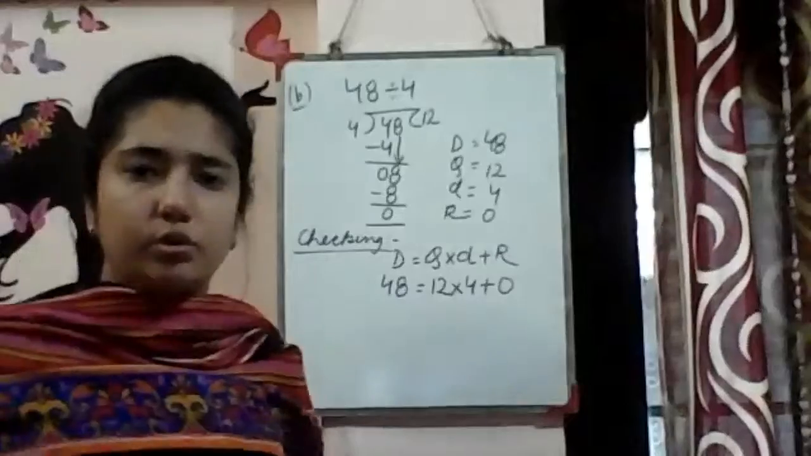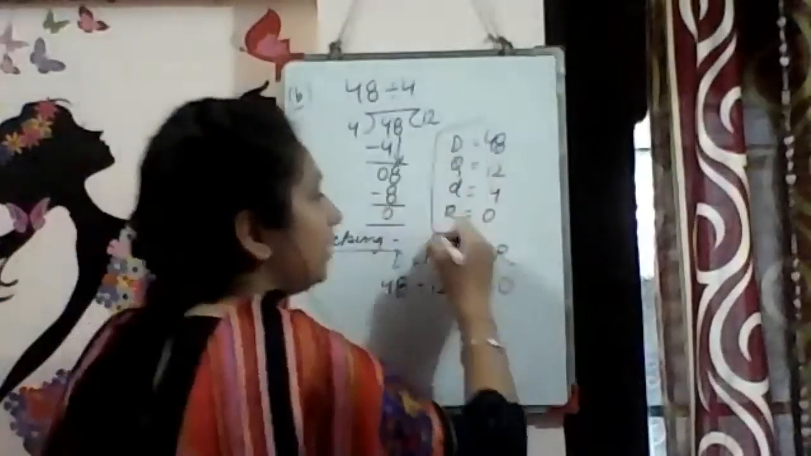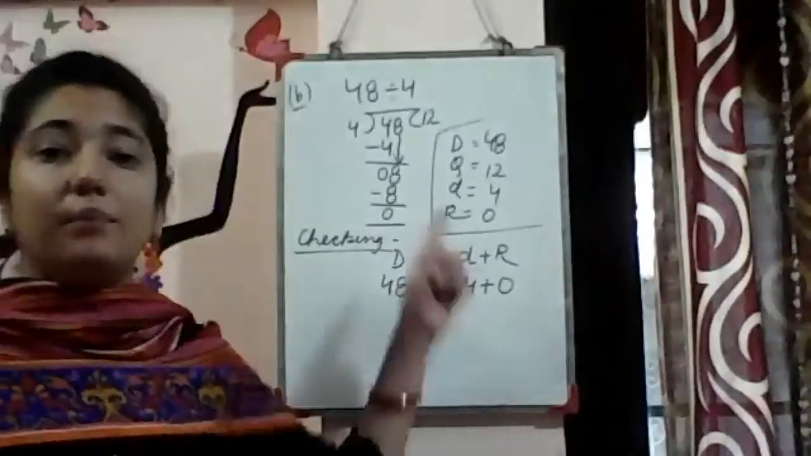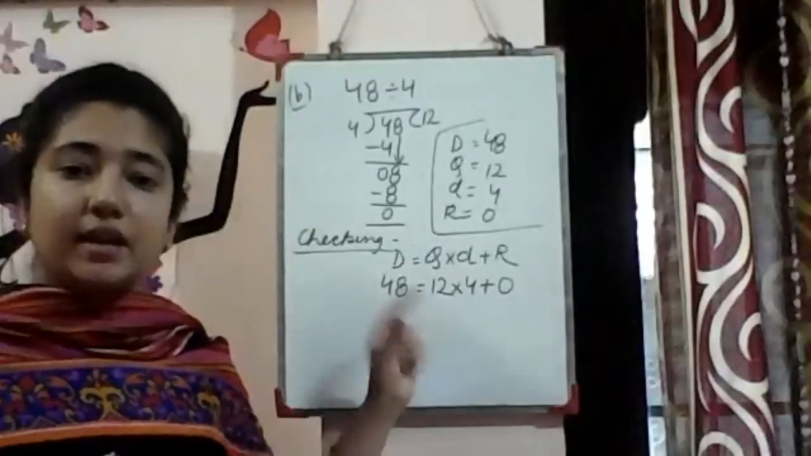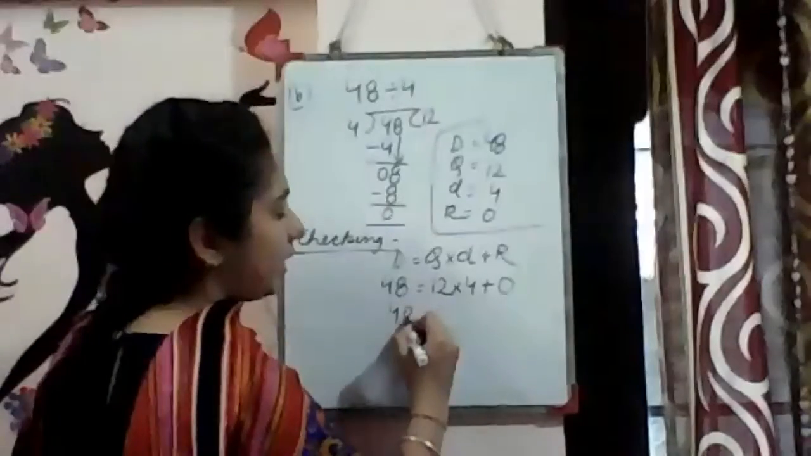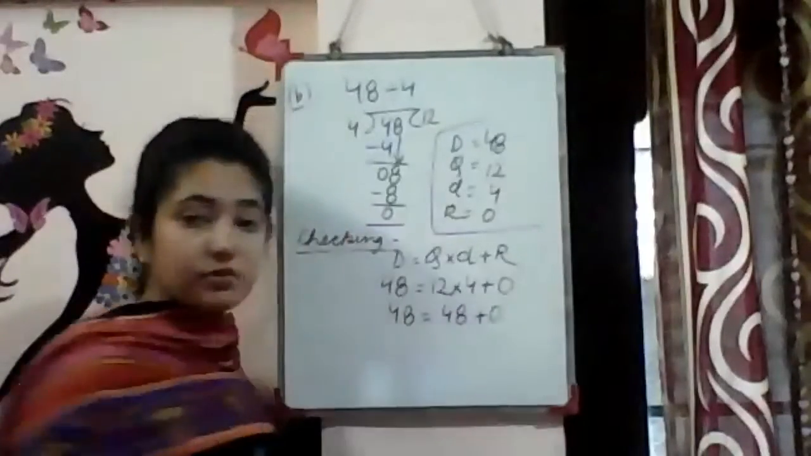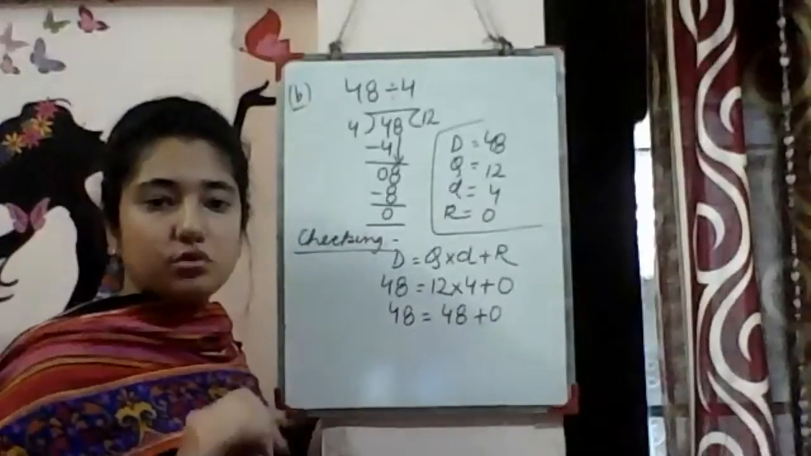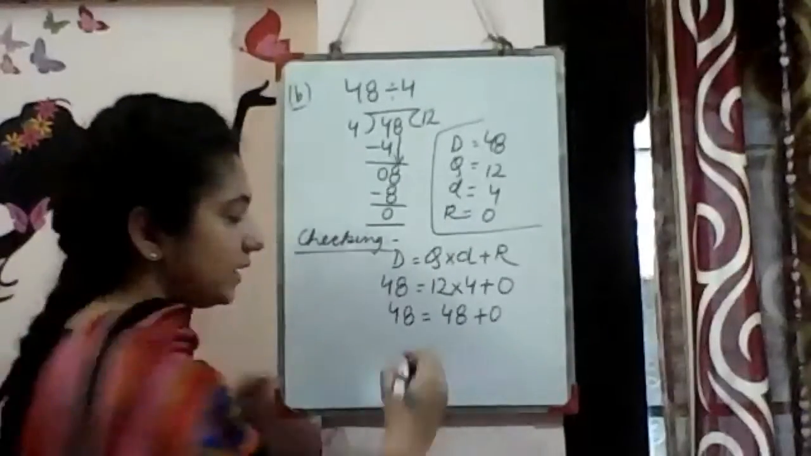Already you know how to solve this, okay? We have just done it in a simple way by writing all these notations, how we denote our numbers, right? And we are just filling here. Firstly, what we will do, 12 multiplied by 4 is 48, because you know the table of 12, 12 fours are 48. And 48 plus 0 is 48.